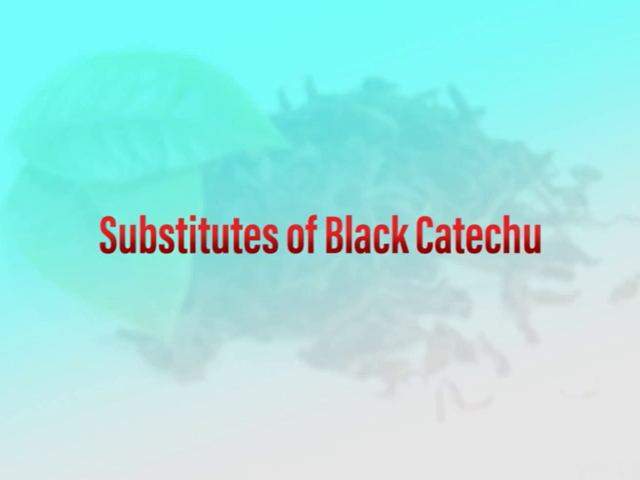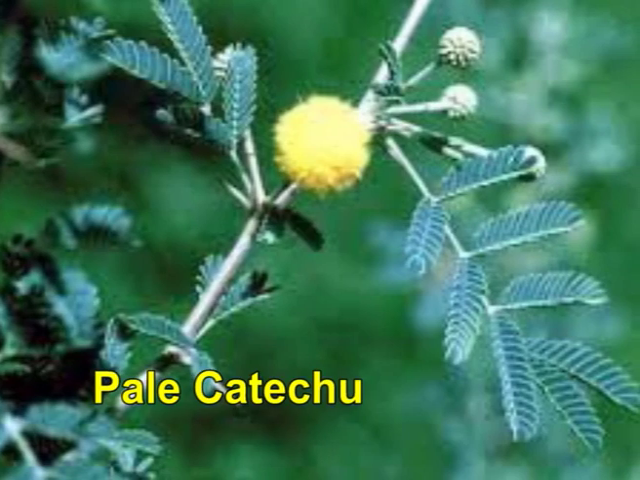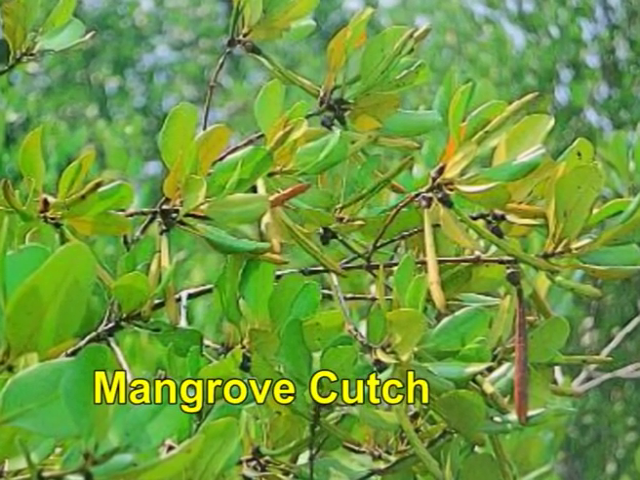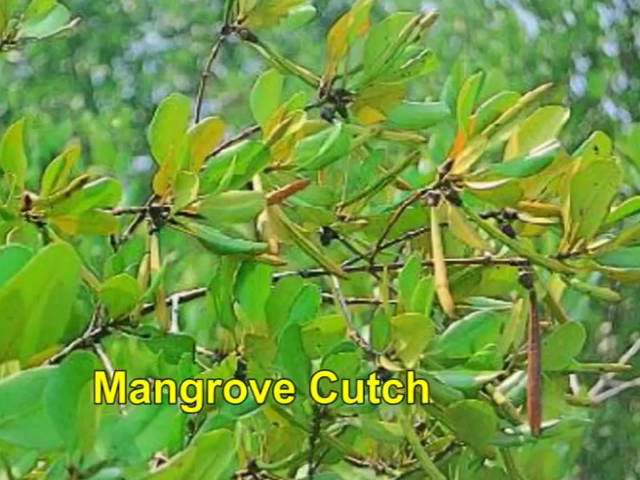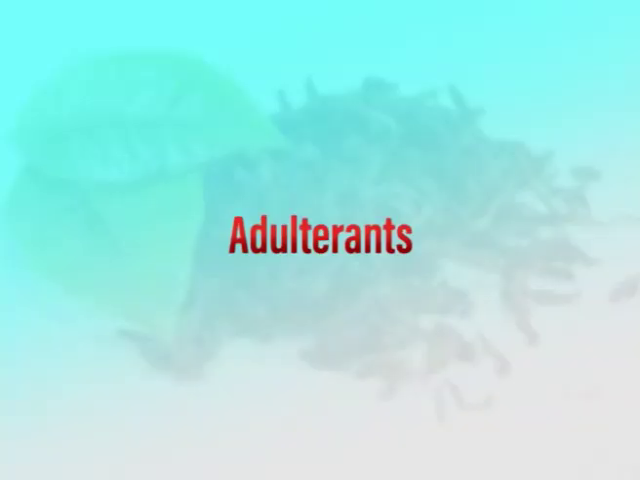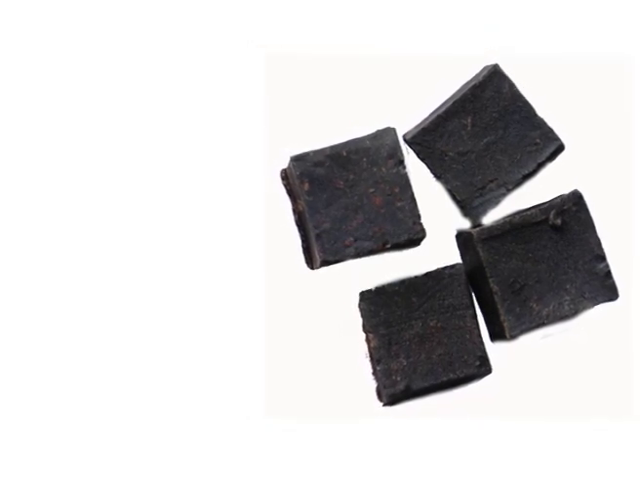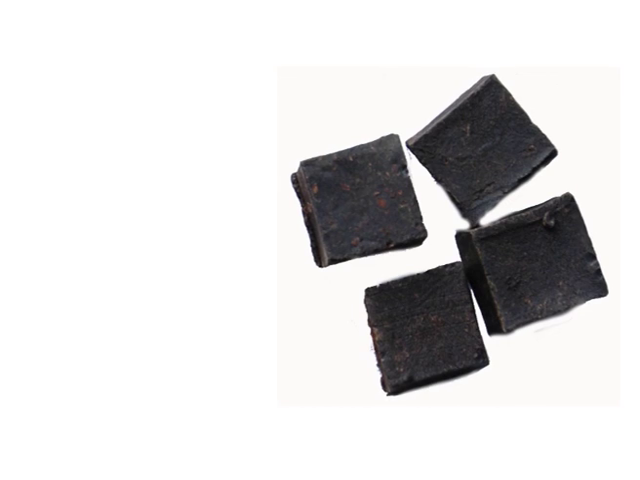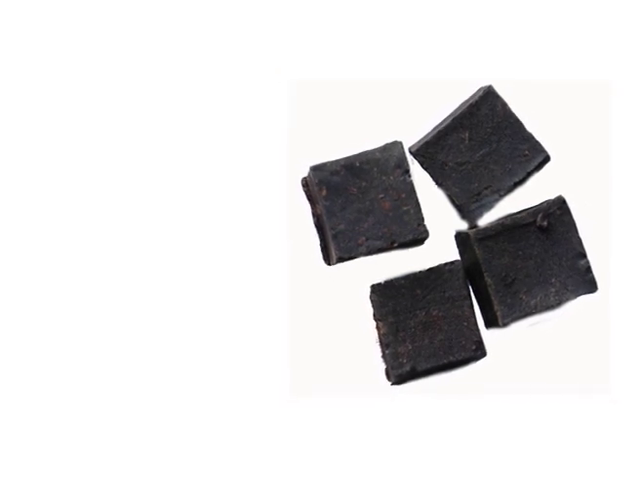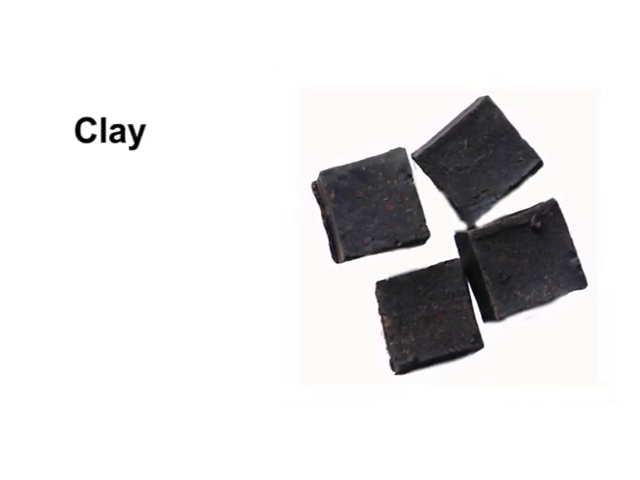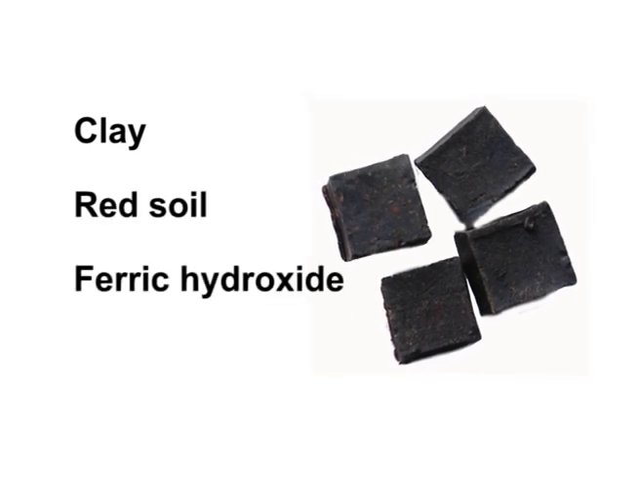Now coming to the substitutes of black catechu. Substitutes of black catechu are pale catechu and mangrove kach. These are the common substitutes of black catechu. Subsequently, coming to the adulterants of black catechu, as the production of the drug is less and its demand is more, therefore black catechu is commonly subjected to adulteration with clay, red soil, ferric hydroxide and starch, where chemical dyes are mixed to get the desired color of black catechu.